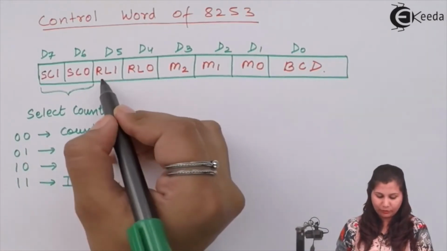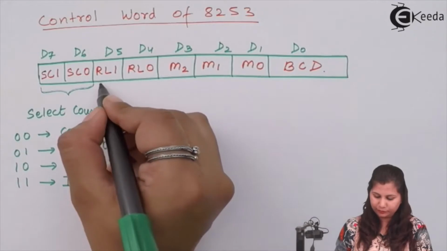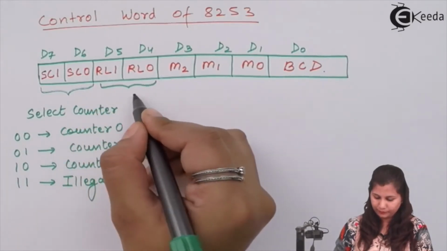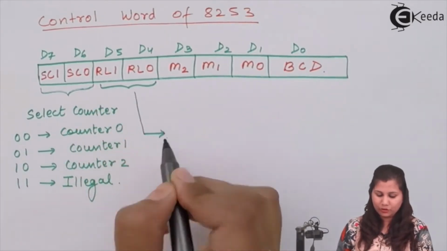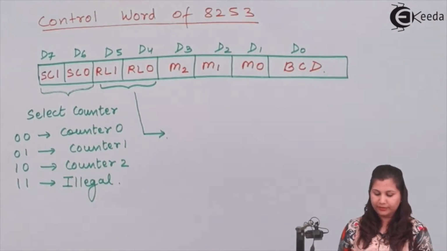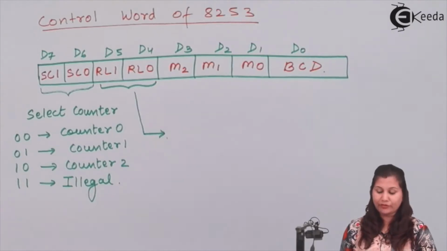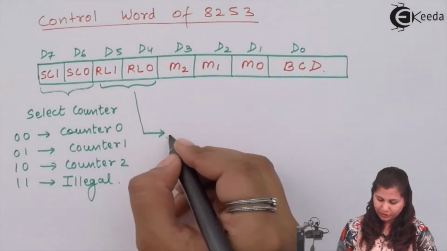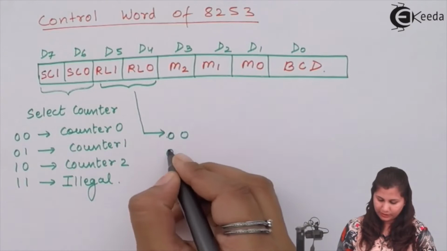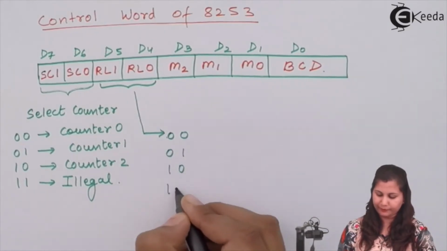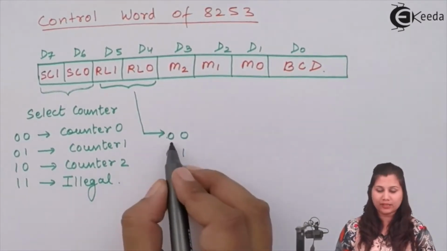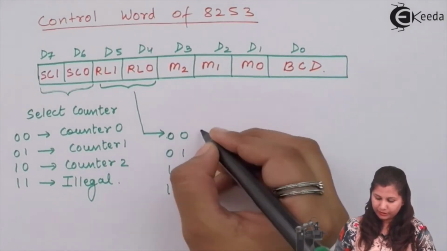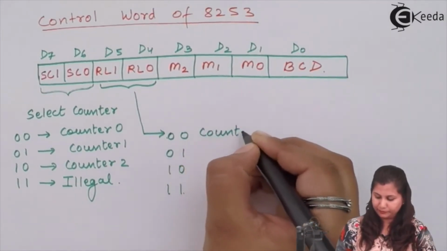Then we have RL1 and RL0. These two bits decide which mode, or we can say which operation, will be performed by the timer. Okay, so their values can take different combinations like 0 0, 0 1, 1 0 and 1 1. So when its value is 0 0, then the counter latching operation is performed.